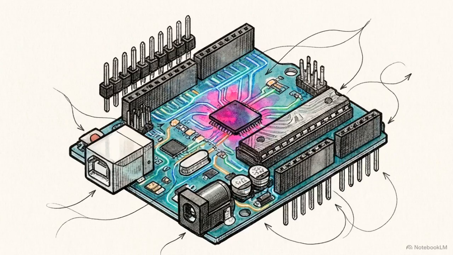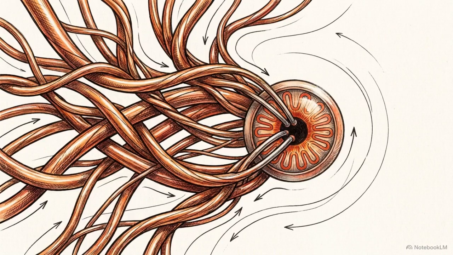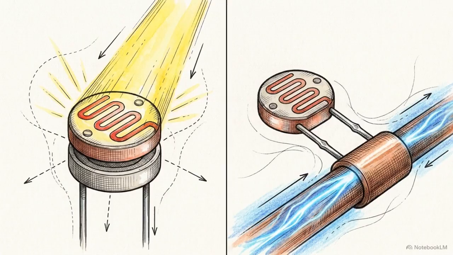If you picture a small computer board, like an Arduino, as the brain of a machine, and the copper wires as its nervous system, the LDR acts as the machine's eye. This hardware translates a physical change in the room into an electrical signal the machine can actually feel and respond to.